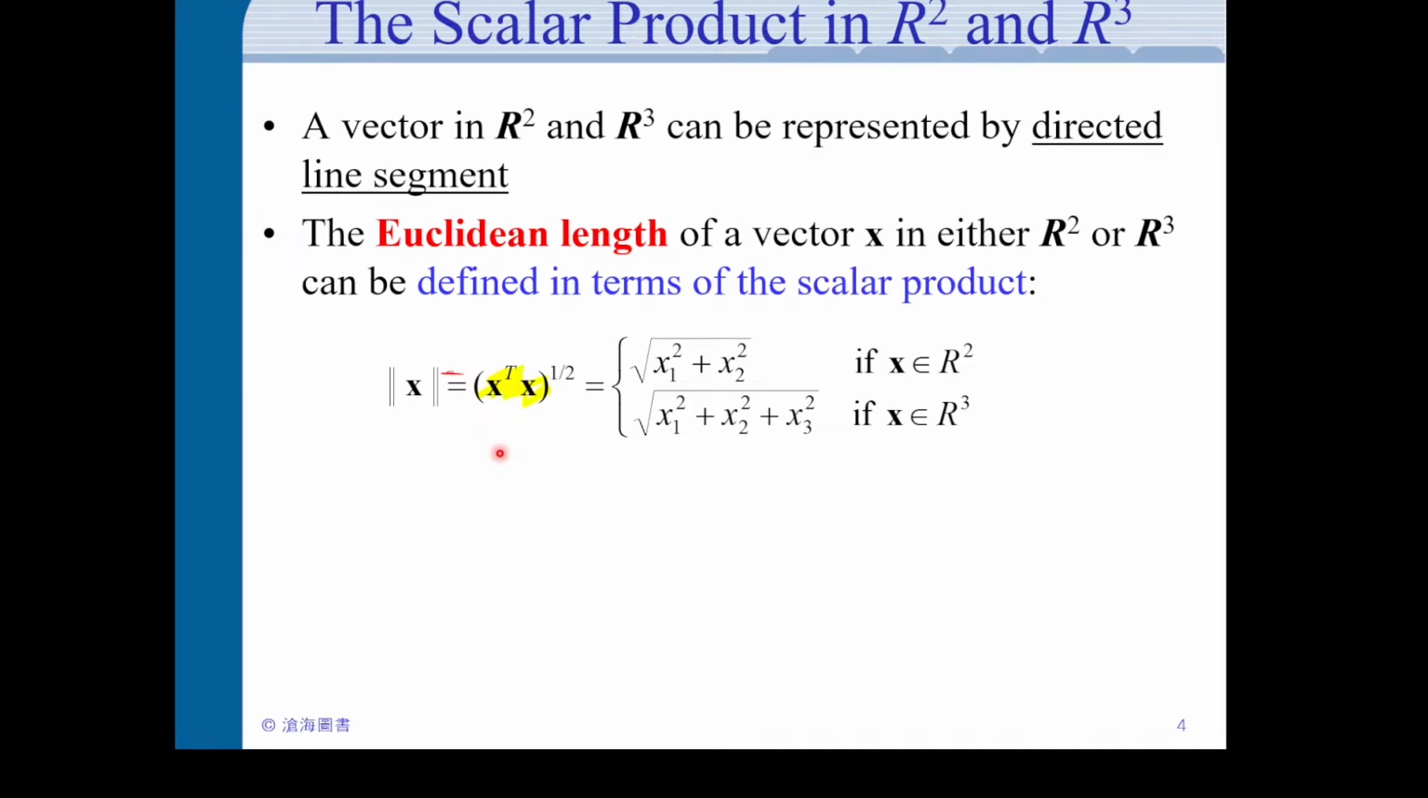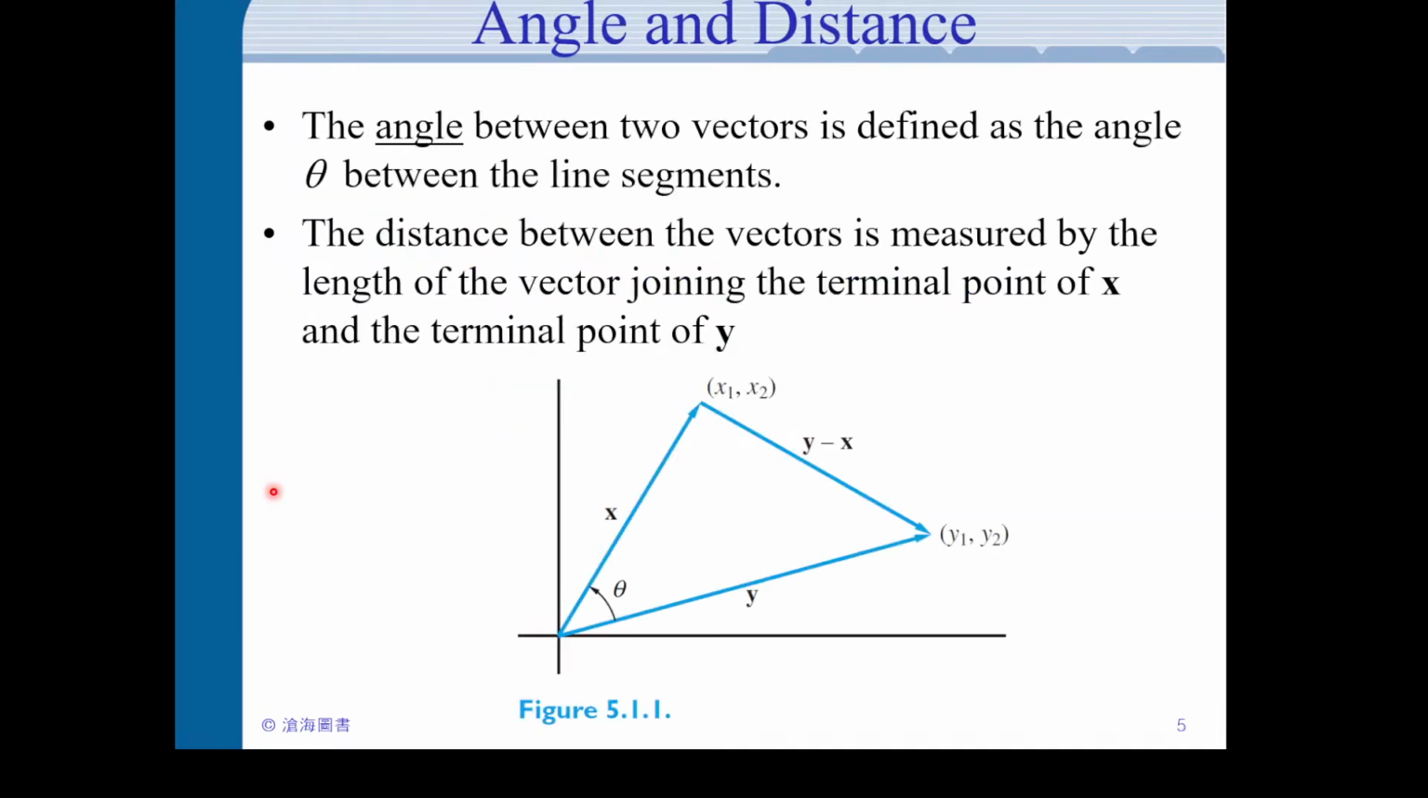Any questions so far? This is defining length in terms of scalar product. So this is length. Then, as we said, the next thing we define is angle. And we can define angle between two lines by also scalar product.